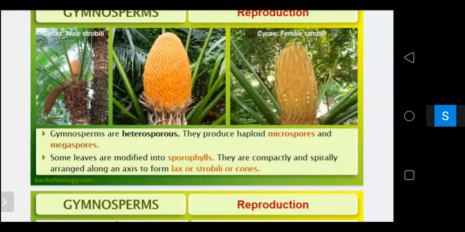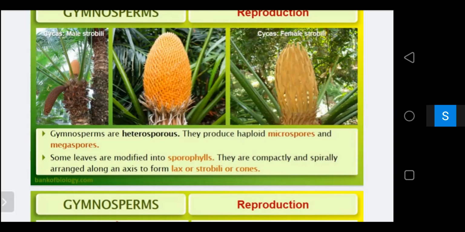Reproduction in gymnosperms: they are heterosporous. As we studied in pteridophytes, they are both homosporous and heterosporous, but here in gymnosperms they are heterosporous. They produce haploid microspores and megaspores. We use the words micro and mega for male and female, because the male gamete is small, that's why we use the word micro, and mega is for female, and both are haploid. And the asexual reproduction is not discussed here.